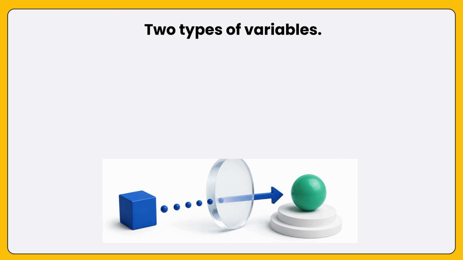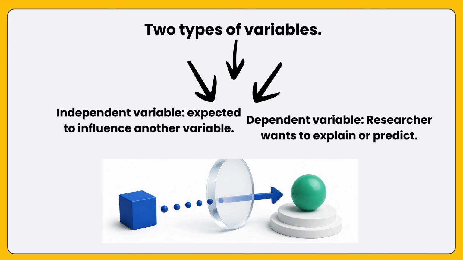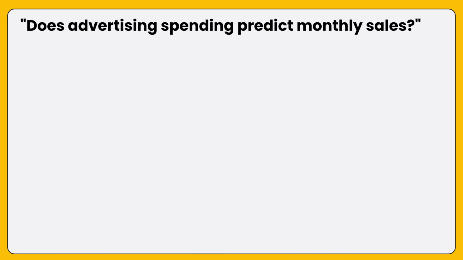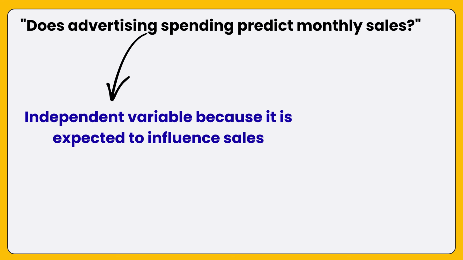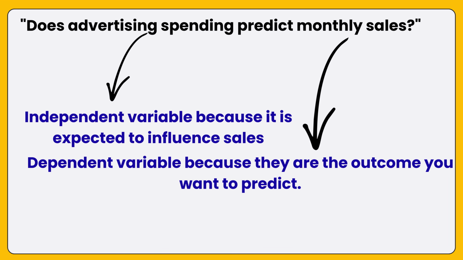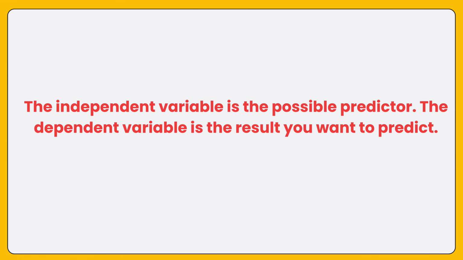Regression always has two types of variables. The independent variable is the variable that is expected to influence another variable. The dependent variable is the outcome that the researcher wants to explain or predict. For example, your research question is: does advertising spending predict monthly sales? Advertising spending is the independent variable because it is expected to influence sales. Monthly sales are the dependent variable because they are the outcome you want to predict. The independent variable is the possible predictor. The dependent variable is the result you want to predict.